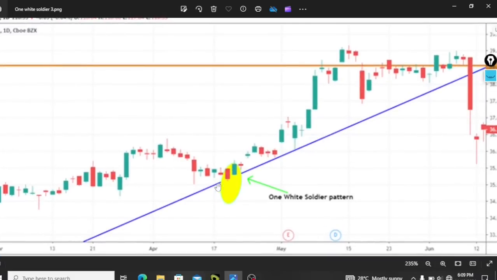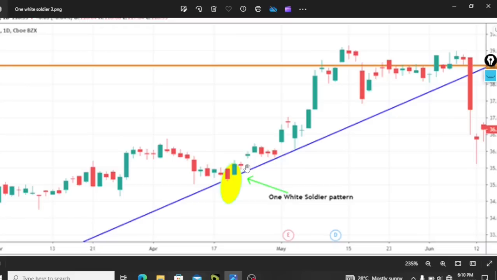This is one white soldier. You can see that these candles were going down, and when it reaches this long trend line that I've drawn here, all of a sudden there is the emergence of a red candle followed by another green candle. This is one white soldier, opening above the close of this red candle, trading above, and actually ending above the opening of the red candle. So it's a clear indication that it is a bullish reversal, and it is a one white soldier pattern.